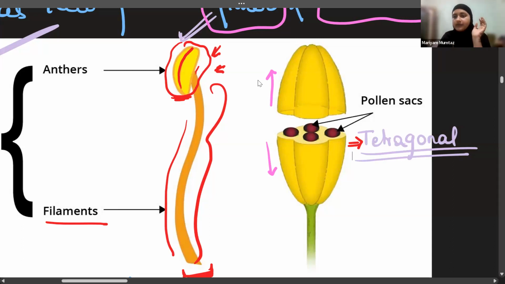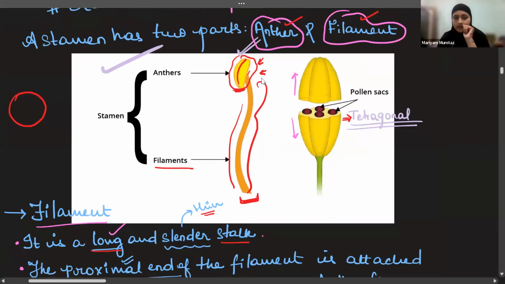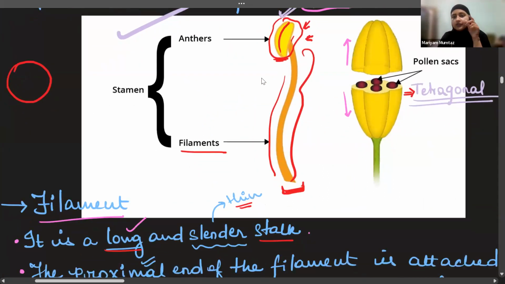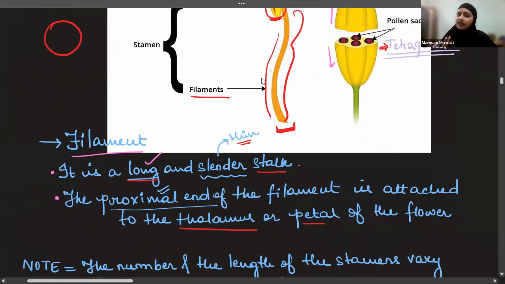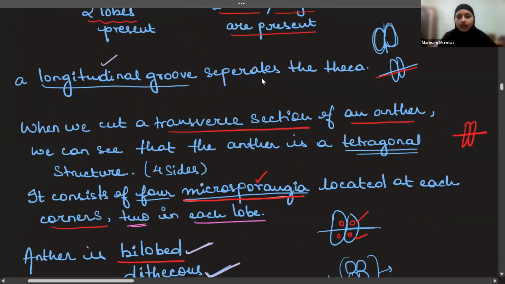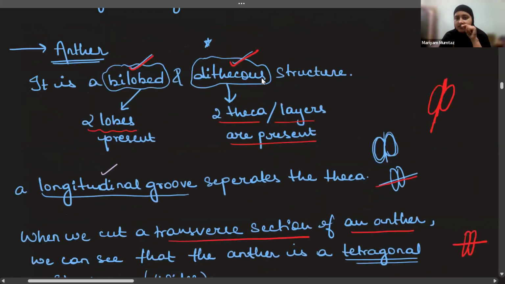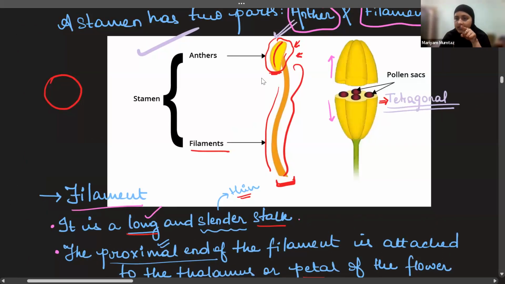All right. So when we cut a transverse section, now you understand the difference between transverse and longitudinal section. We found out that there are 4 sides in the anther inside. We call it a tetragonal structure. Now those 4 ball-like structures, do you see those purple ones?